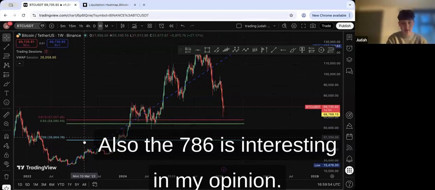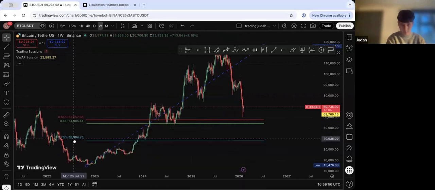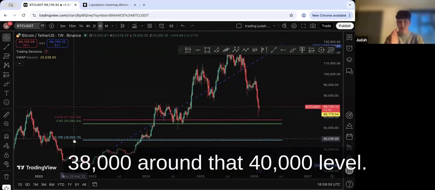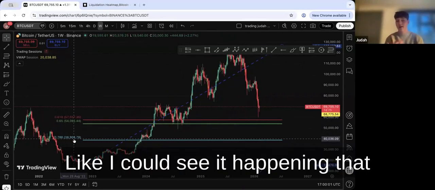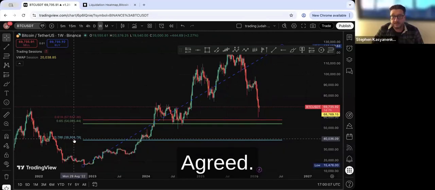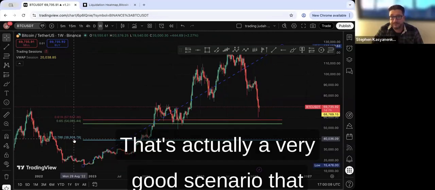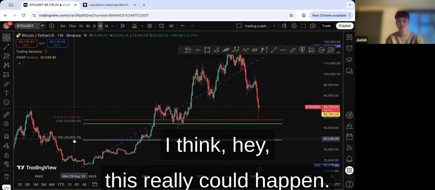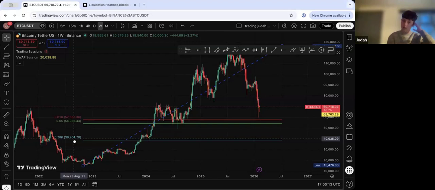Also, the 0.786 is interesting in my opinion. 38,000, around that 40,000 level. I could see it happening that we just touch that level and that's the bottom of Bitcoin. Agreed. That's actually a very good scenario that I think really could happen.